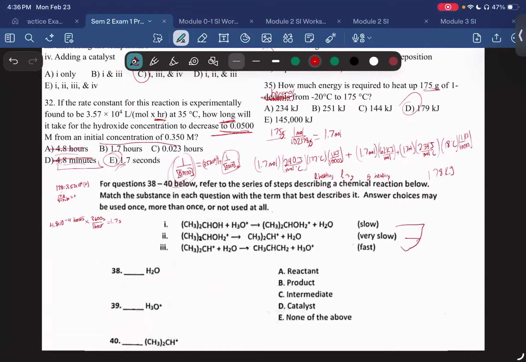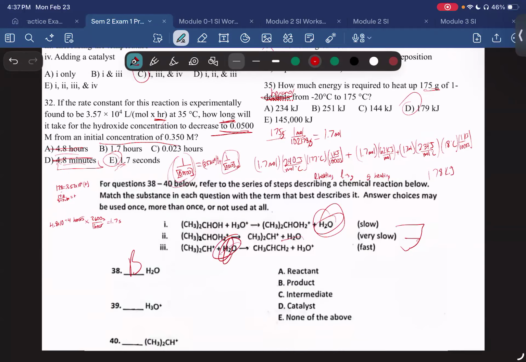So what we can do here, we see that we have water being produced in both steps. However, in the overall reaction, there's going to be a water molecule left. So that's why 38 water is B, our product, because in the overall reaction, there's going to be water on the product side.